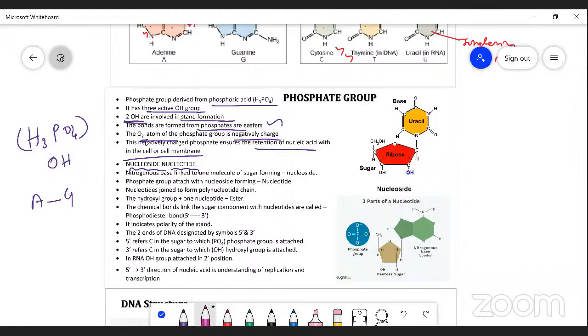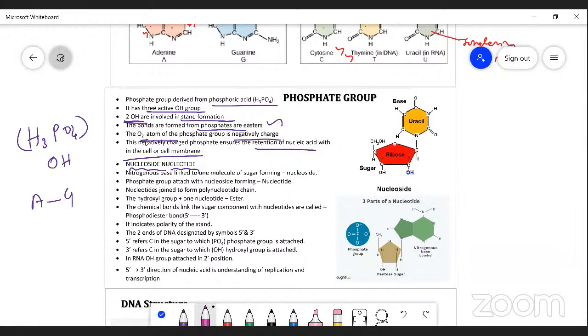Pentose sugar means, in DNA and RNA, deoxyribose and ribose sugar, only called the pentose sugar. The second one is the nitrogenous bases. Nitrogenous bases means there are purines as well as pyrimidines: adenine, guanine, cytosine, thymine, and uracil. Next, the phosphate group: three OH groups are present in phosphoric acid. All these things combine together and form the nucleotide as well as the nucleoside.